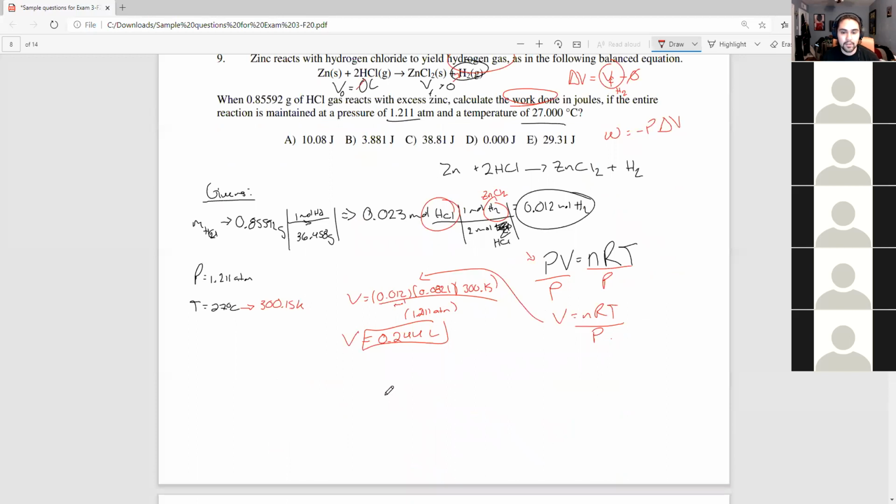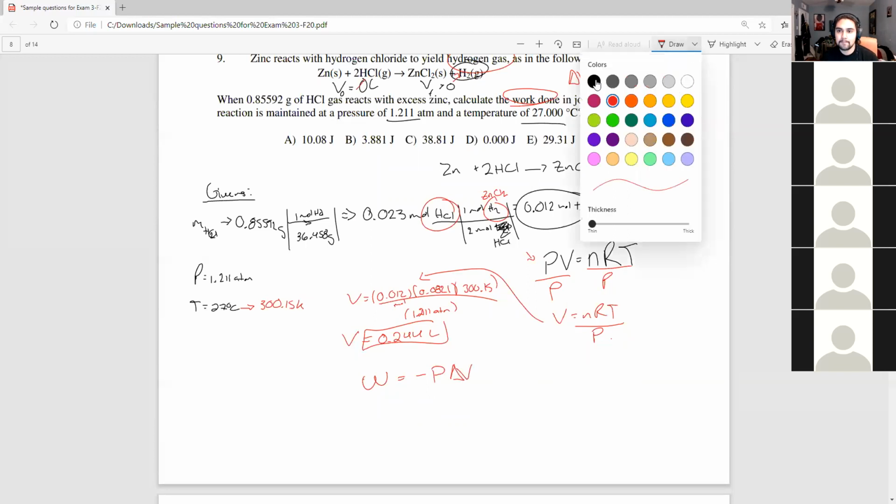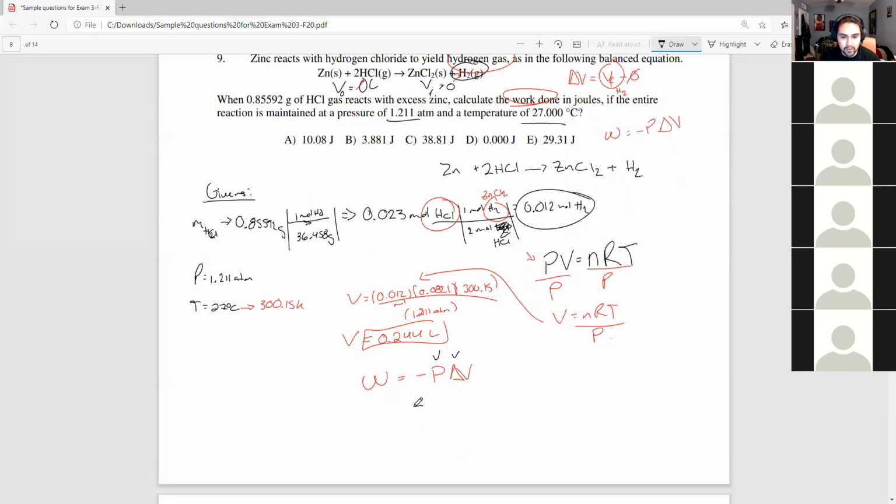Now looking at my work equation, work equals negative P delta V. Do I have my change in volume and my pressure? Yes, I have everything. My pressure is 1.211 atmospheres, and my change in volume is 0.244 minus 0. So what do you get as your change? Negative 0.295 liters times atmosphere.